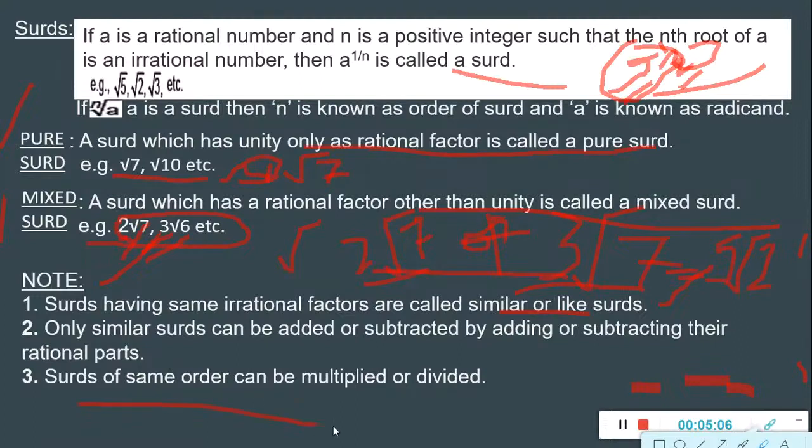Surds of the same order can be multiplied or divided. Same order means what we have learned: the same order n.